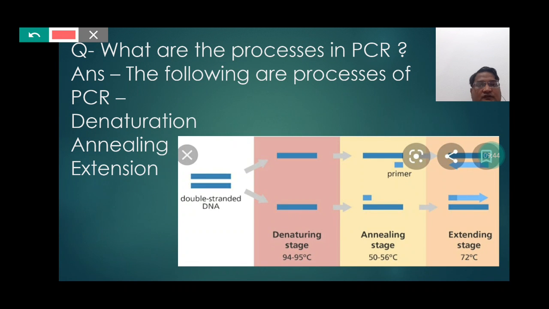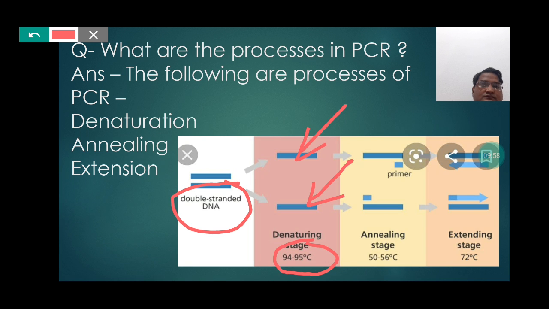Students, here you can notice that the double-stranded DNA has been initially heated at a specific temperature of 95 degrees centigrade, due to which the DNA strands separate, and the process is called denaturation.